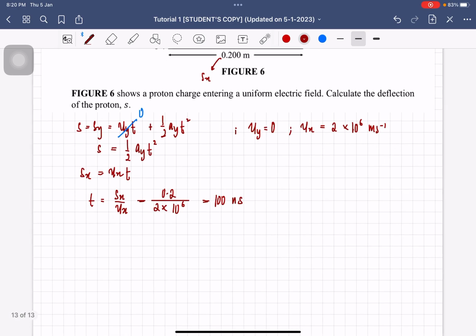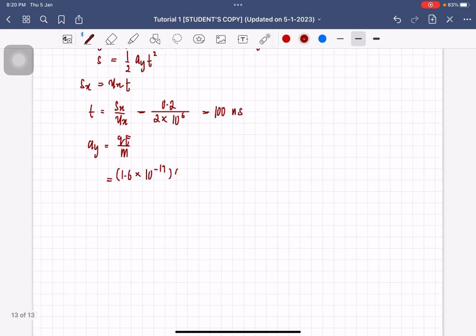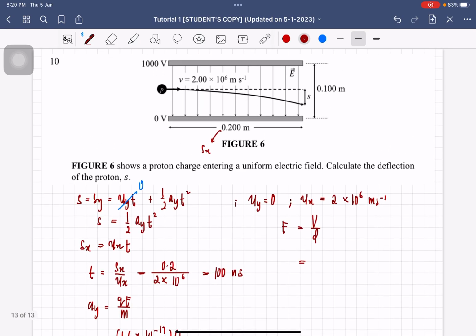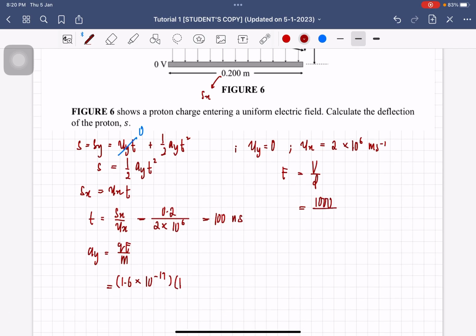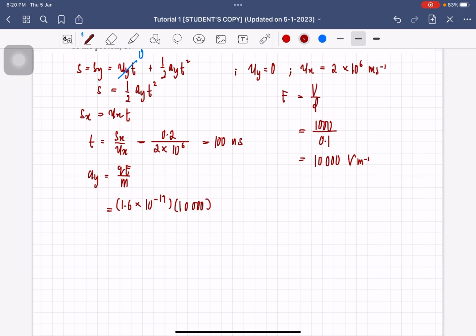Lepas cari time, we have to find the acceleration. So how do we find the acceleration? We are going to use Ay equal to QE over M, alright? So Q is 1.6 times 10 negative 19. E is equal to, oh, we do not have the value of E. So basically E is just the volt divided by the separation between the two plates. And what is our value of V? It is equal to 1000 over the separation between the plates, which is 0.1, which gives you 10,000 volt per meter. So this is 10,000 over the mass, which is 1.67 times 10 negative 27. And then the acceleration is equal to 9.58 times 10 to the power of 11 meter per second square.